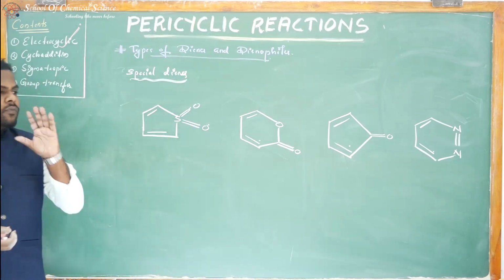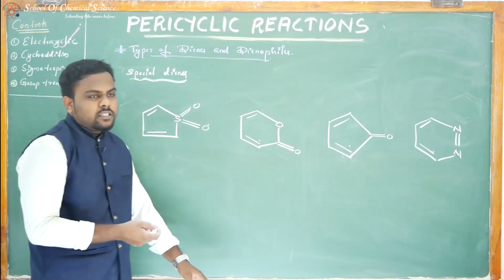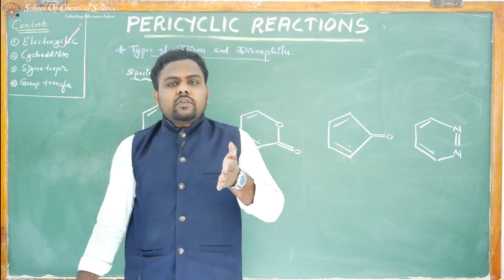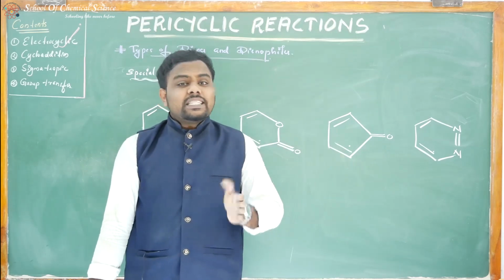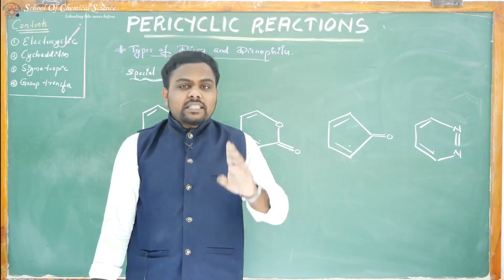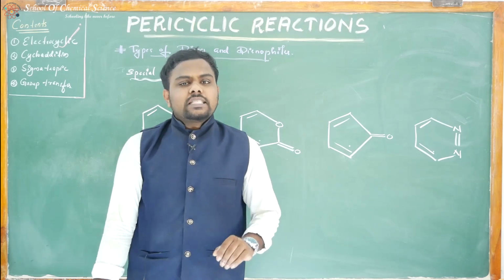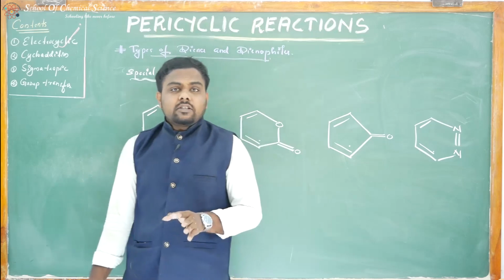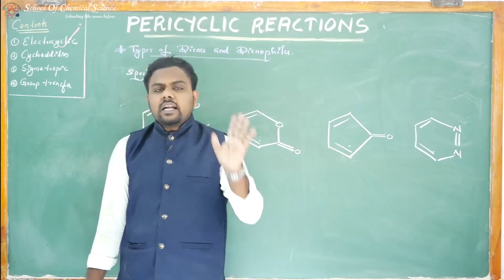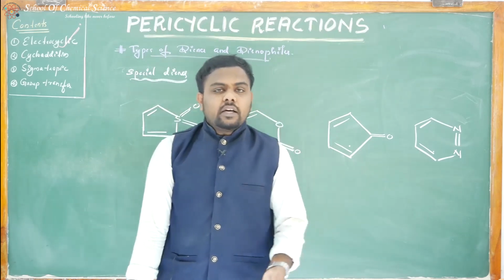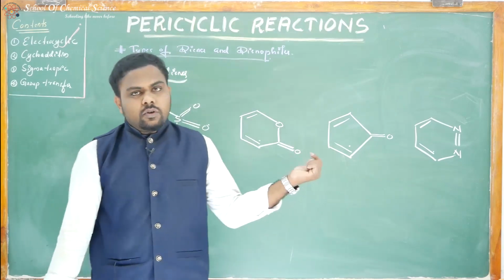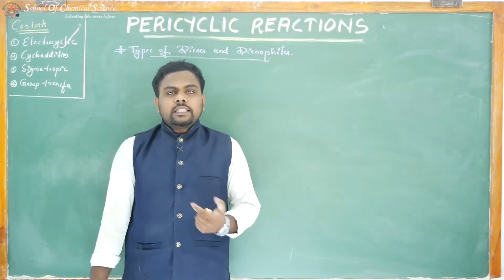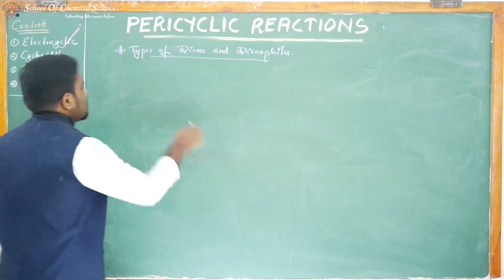So we discussed five classes of dienes. First one acyclic dienes, then some cyclic dienes, then some exodienes, then some aromatic dienes. Furan shows the Diels-Alder reaction, but thiophene shows a slow Diels-Alder reaction because thiophene is highly aromatic. Then some special dienes also. Okay, clear? Then types of dienophiles.